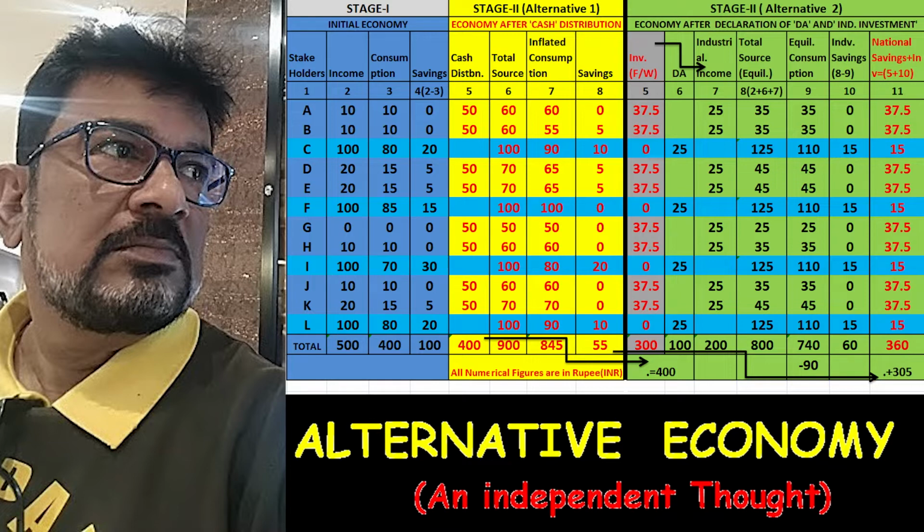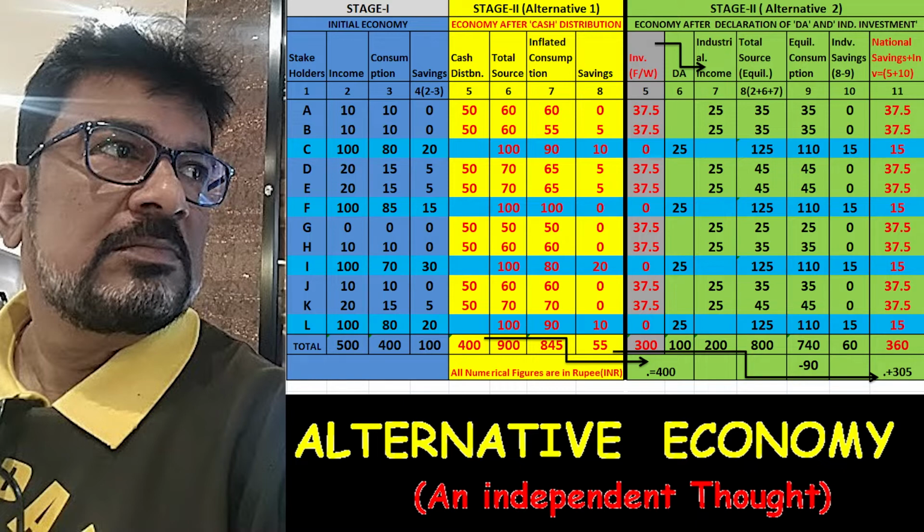Stage 1 is the initial economy, where we have discussed the initial position in which no movement or changes have taken place. In the initial economy, there are 12 stakeholders and their incomes are given, along with their consumption and their savings position, in columns 1, 2, 3, 4. We have given numerical data. In the first column we have mentioned the stakeholders, in the second column the income of the stakeholders, in the third column the consumption position, and in the fourth column the savings position.